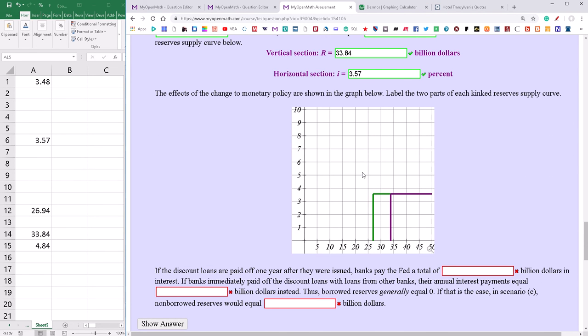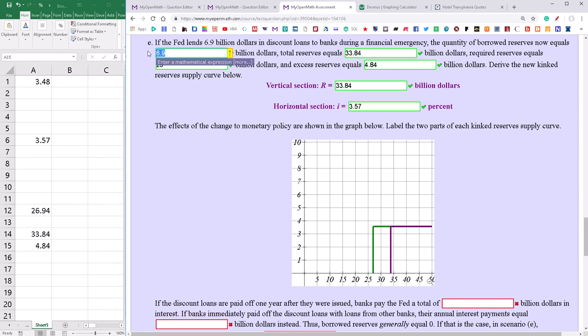Okay, and then we just got a couple things left to do. If the discount loans are paid off 1 year after they were issued, banks pay the Fed a total of blank $1 billion in interest. So the way we calculate this is we take the quantity of discount loans that the Fed made and we multiply that by the interest rate, right? The annual interest rate, the discount rate, right? So we got to calculate that over here in Excel. So the Fed makes $6.9 billion in discount loans. Those loans are paid off a year later at 3.57. So the total amount of interest banks have paid the Fed over the course of a year is 0.25. Let's go ahead and enter, see if we got it right.